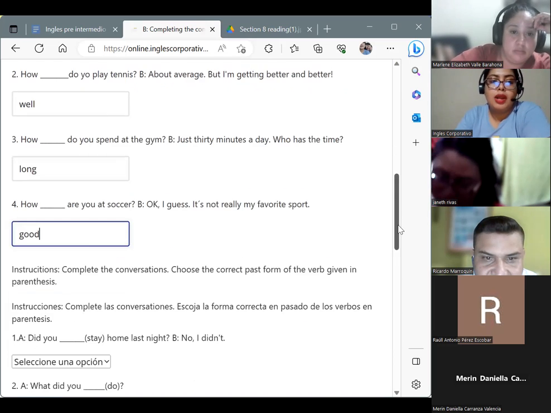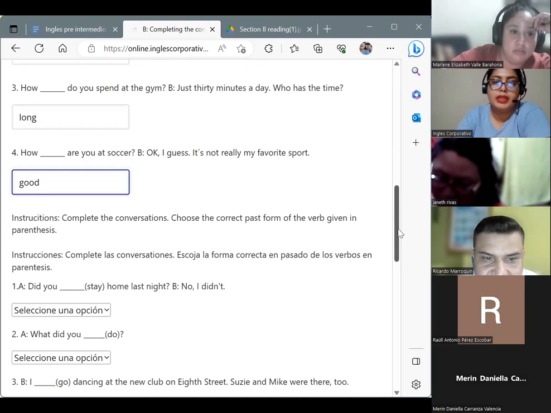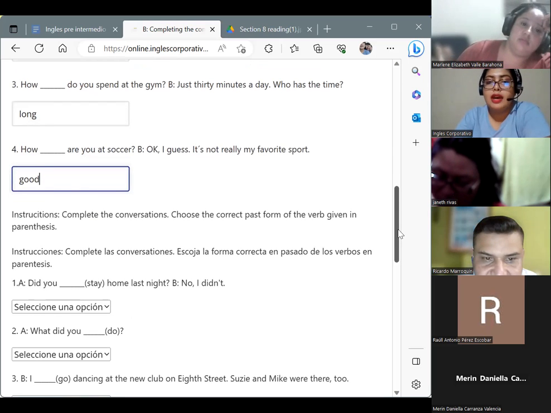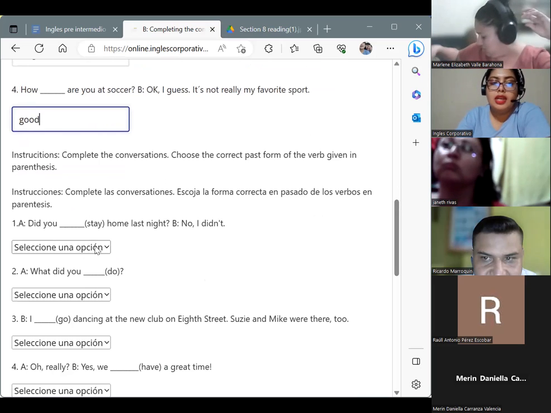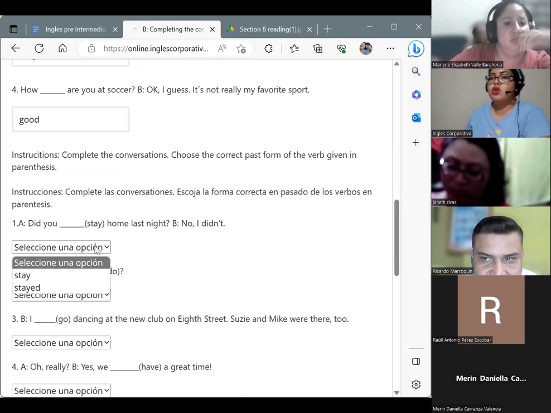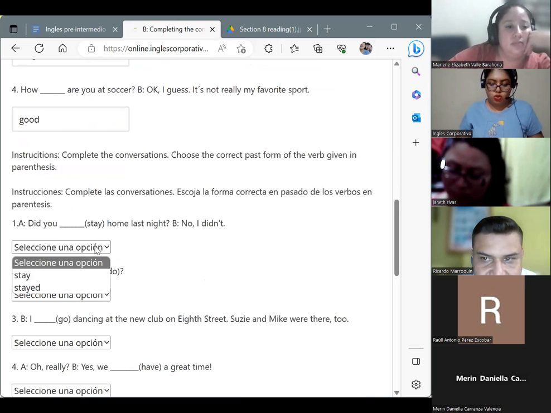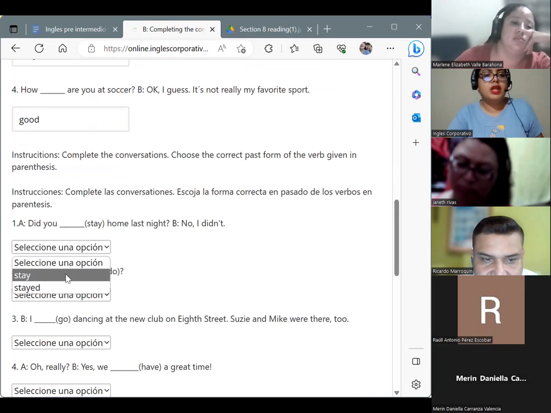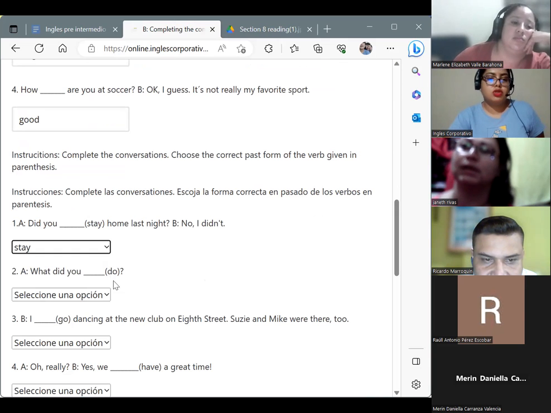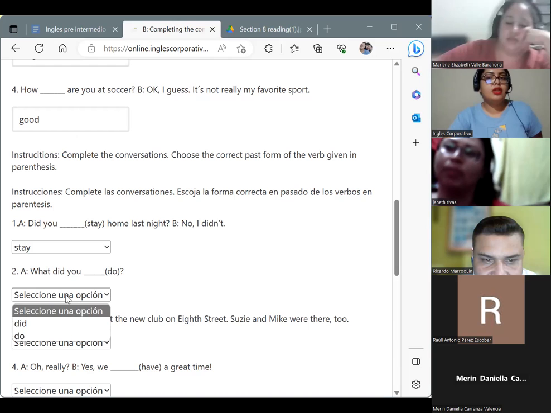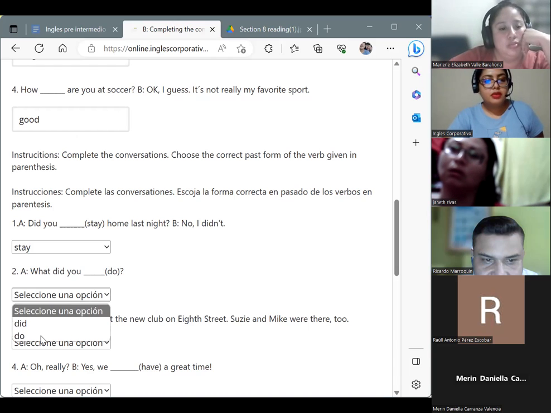Tenemos esas 4. Ahora, parte 2. Vamos a completar escogiendo la forma pasada de los verbos. Tenemos el verbo stay. En este caso es opción 1, opción 2. Pero recuerden que tenemos ahí. Ah, muy bien. Tenemos el auxiliar. Tenemos que fijarnos en el auxiliar también. Número 2. What did you did or do? Do. Very good. Do. Excellent.